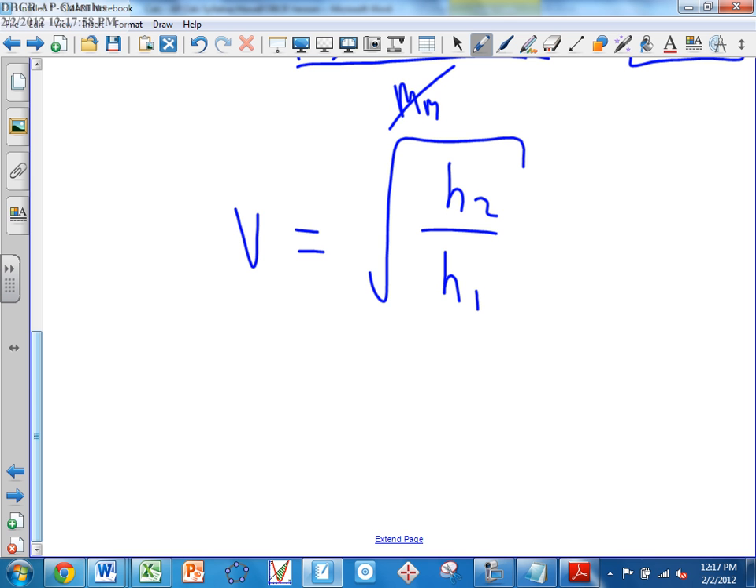So the velocity ratio, okay, the velocity ratio is really just the square root of the heights divided by each other. Okay? Again, the square root of the quotient of the heights. Ratio.